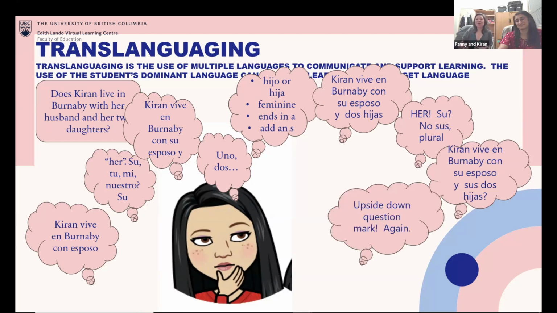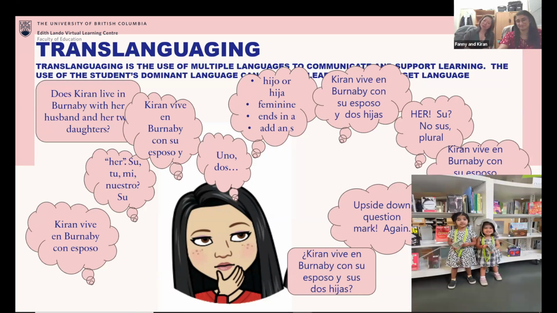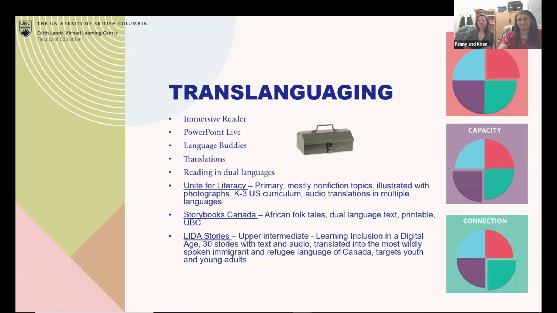Question mark. I'm done. Oh, wait, no. In Spanish, the punctuation is different. There needs to be an upside down question mark at the beginning of the question. Kiran vive en Burnaby con su esposo y sus 2 hijas. And there we are. There's a picture of her 2 lovely children. So that's translanguaging. It's part of a safe and welcoming environment in the classroom.